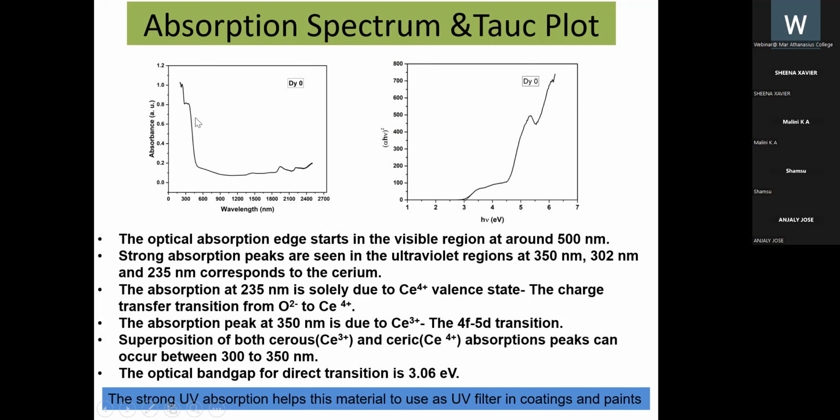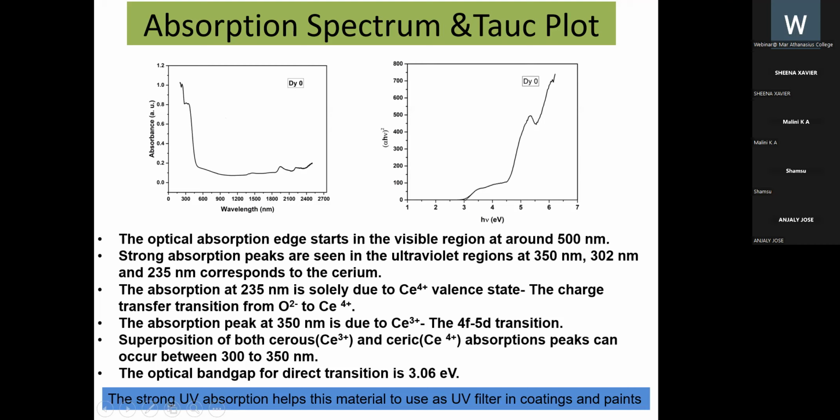The absorption at 235 nanometers is only due to cerium 4+, which is the charge transition from oxygen 2- to cerium 4+. And the other transition at 350 nanometers is due to cerium 3+. The superposition of both cerium 3+ and cerium 4+ absorptions takes place from 300 to 350 nanometers. This strong UV absorption helps the material to be used as UV filters in coatings and paints.